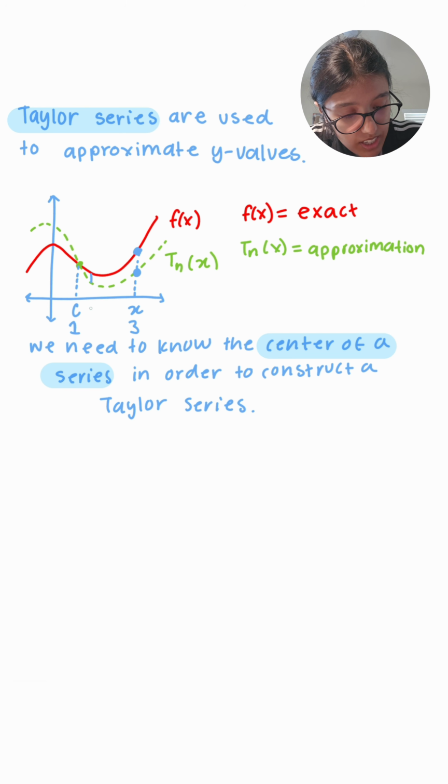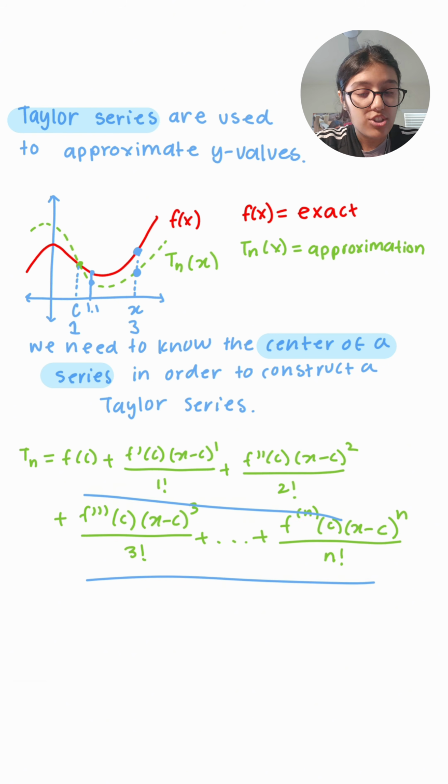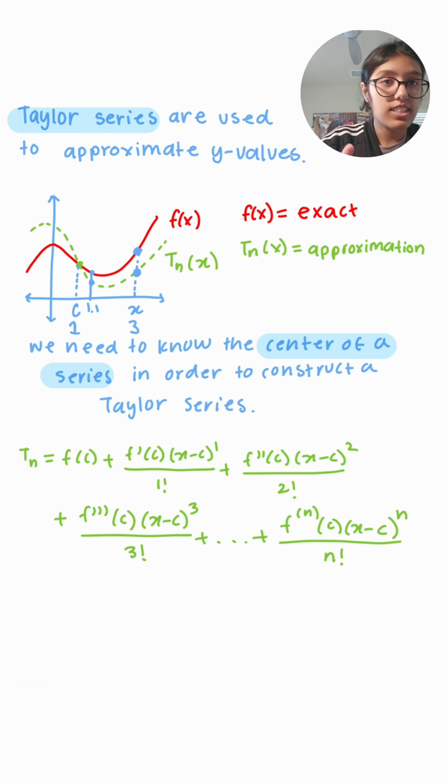Unlike if we had something like 1.1 over here, we can see there's not much of a difference between that green approximated line and that red exact line. But now, what is the actual form of a Taylor series? Well, this right here is the general form of a Taylor series, aka an approximation to find y values of the exact function, which is f of x.